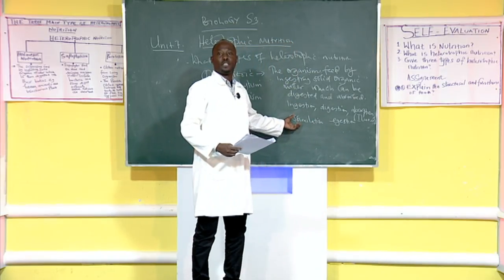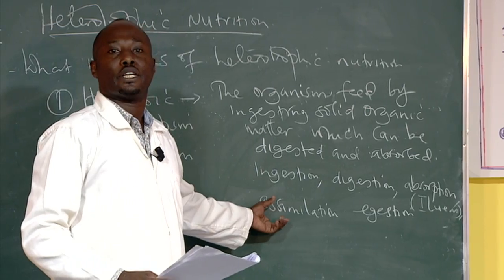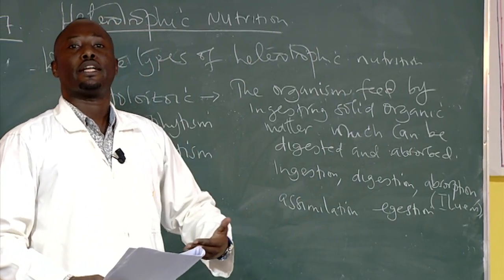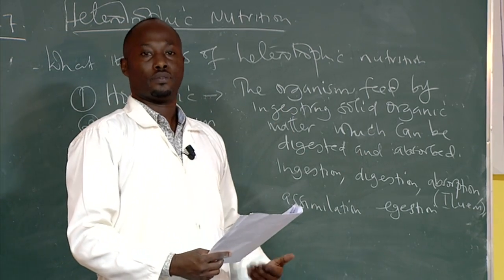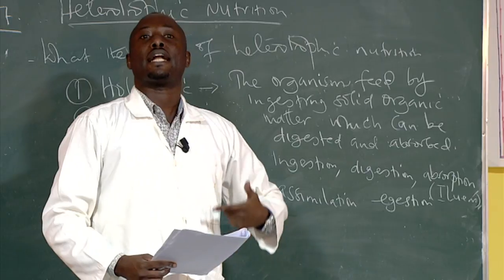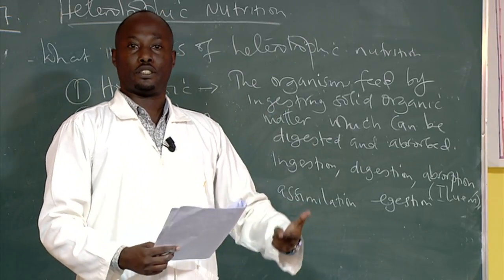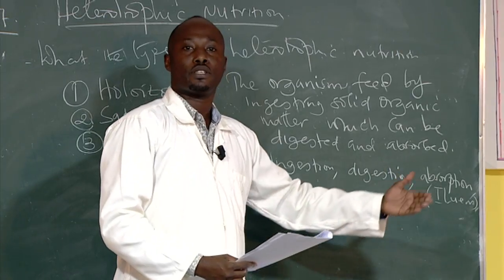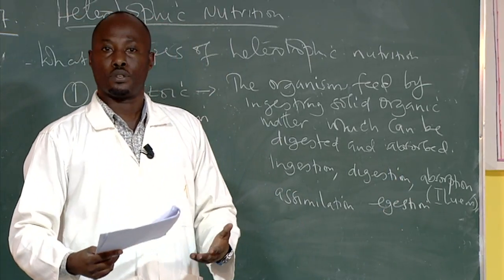Assimilation, utilization of the end product of digestion. The food that, after being digested and absorbed, is going to be utilized by our body. Ejection, removing of undigested food materials from our body. These substances that are not digested are going to be removed from our body as undigested food materials.